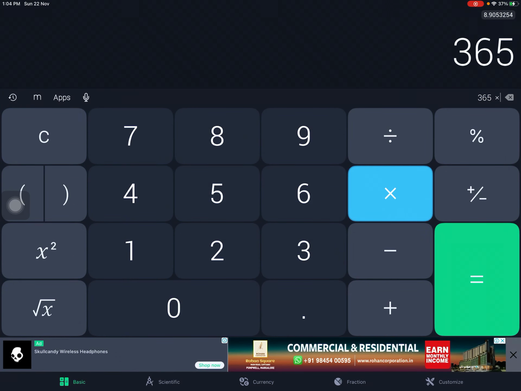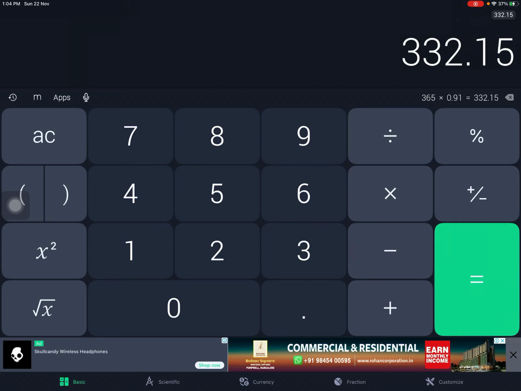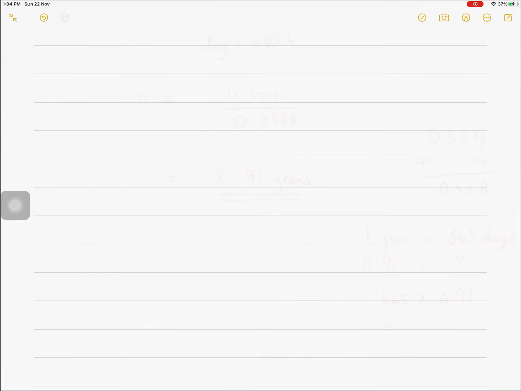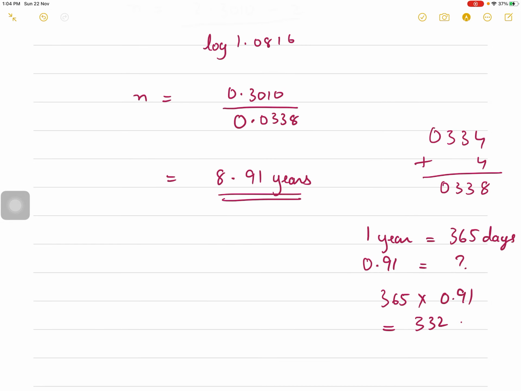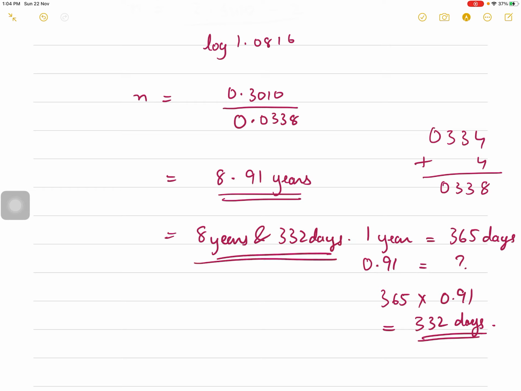365 into 0.91 comes to 332.15. So 332 days. Right? So which is 8 years and 332 days. Okay.